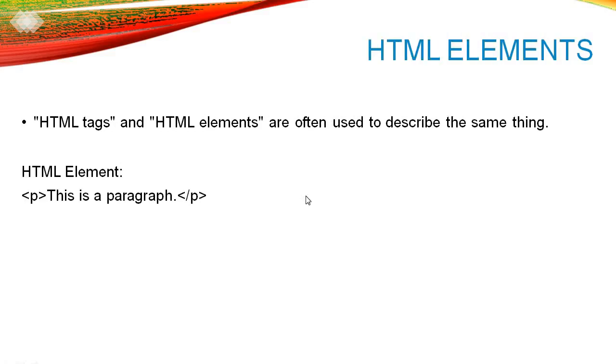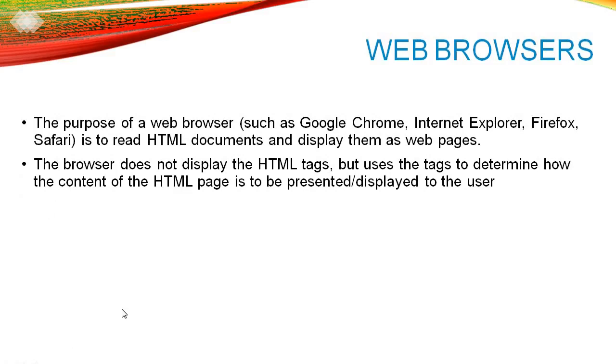Now HTML tags and HTML elements are often used to describe the same thing. Like in HTML elements, <p> is the paragraph start tag, and </p> is known as the ending tag. The purpose of a web browser such as Chrome, Internet Explorer, Firefox, or Safari is to read HTML documents and display them as a web page. The browser does not display the HTML tags, but uses the tags to determine how the content of the HTML page is to be displayed to the user.